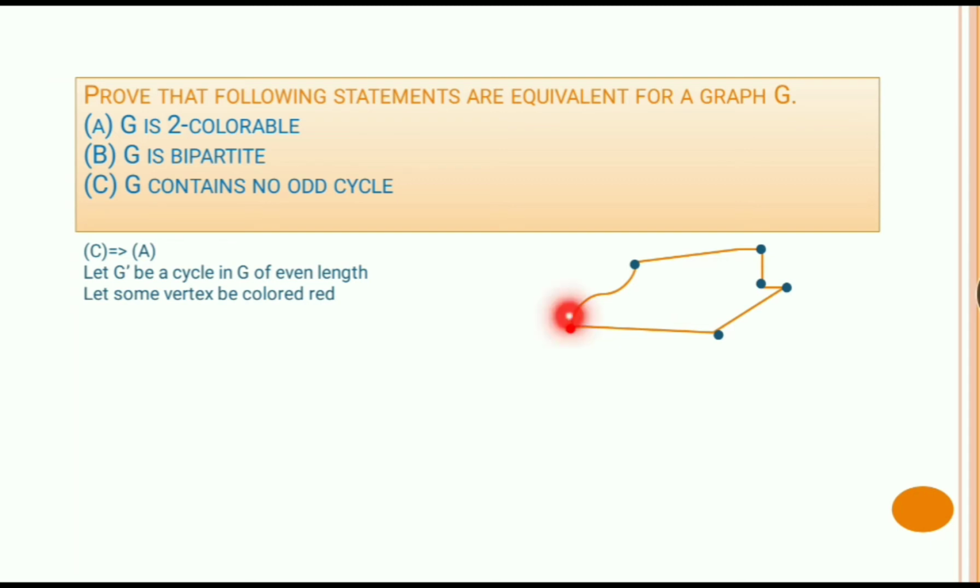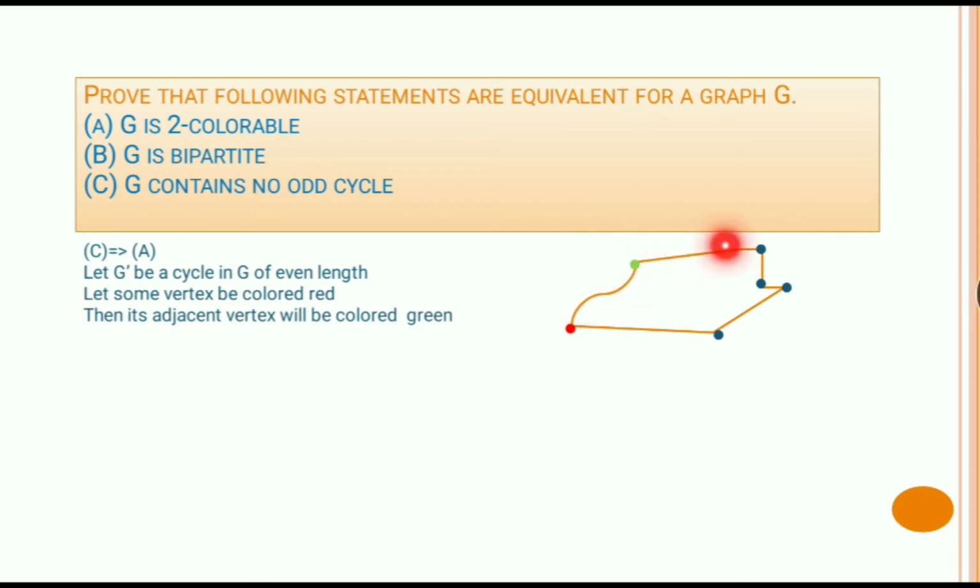So let this be red. Then the adjacent vertex will be colored green, right? The next vertex to this will be colored green. We can't give the same color to this vertex. So let this vertex be colored green. Okay, we are taking this vertex. So let this vertex be colored green.